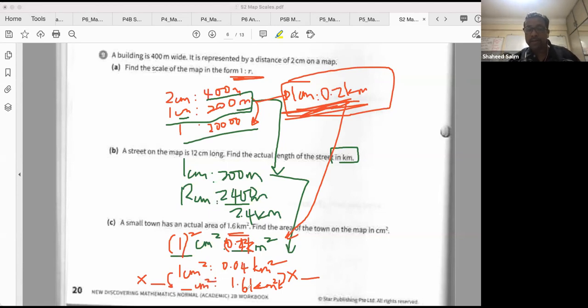Take 1.6 divided by 0.04. You will get 40 times, 40 lah. That means 0.04 times 40 gets 1.6. You times 40 down here, what do you get? You get 40 square cm. Are you getting it or not? Starting to get a hang. A little bit more. Ryan, are you getting a little bit more?